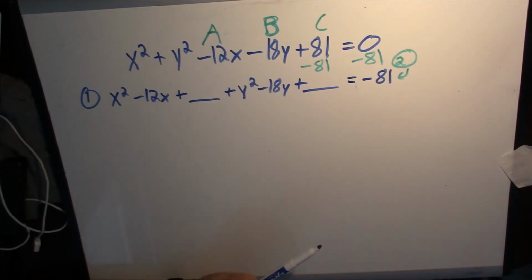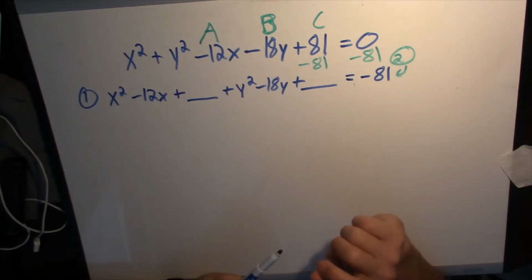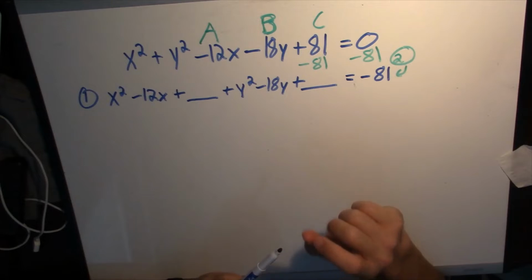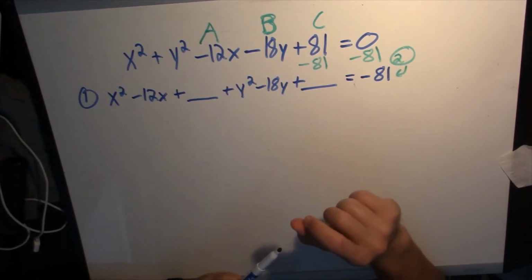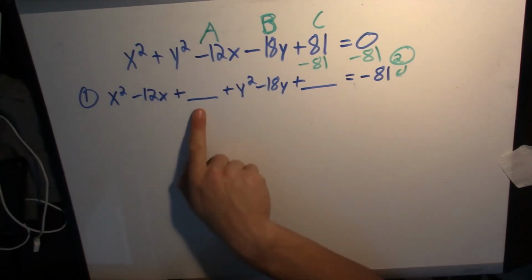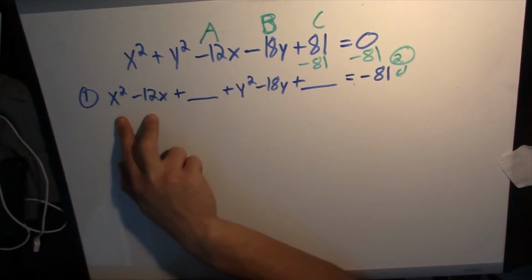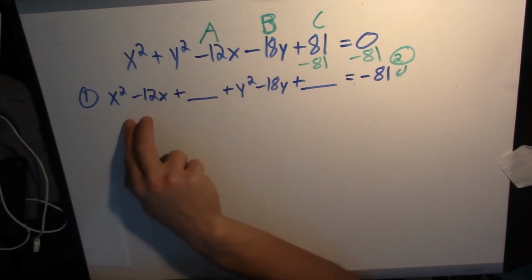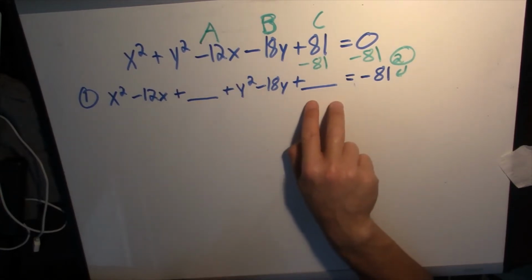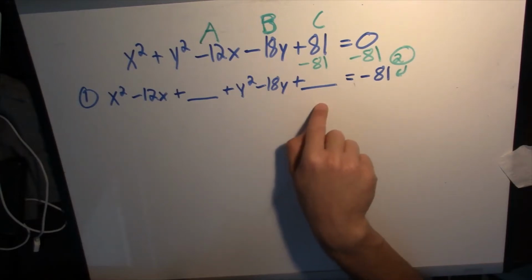Okay, step 3, which I kind of did a little bit ahead of time, but you'll see why. It's really important. Step 3 is probably the most important step of them all. Okay, it says add a space for a number to be added to the x's and the y's. So that means I added one space here to be added to the x's, x squared minus 12x. I added a space to be added to the x's, and I added a space to be added to the y's. Y squared minus 18y plus blank.